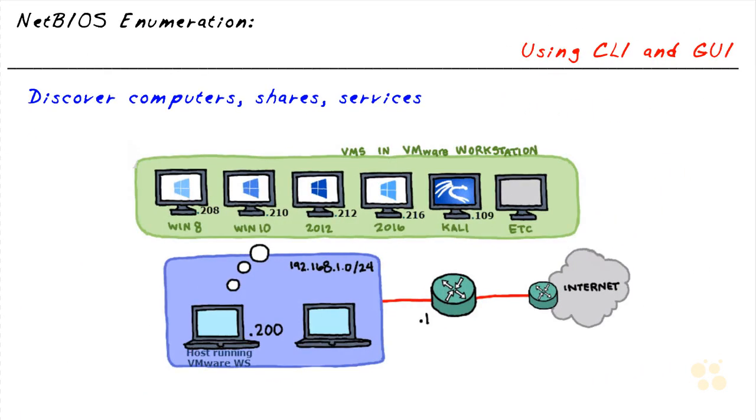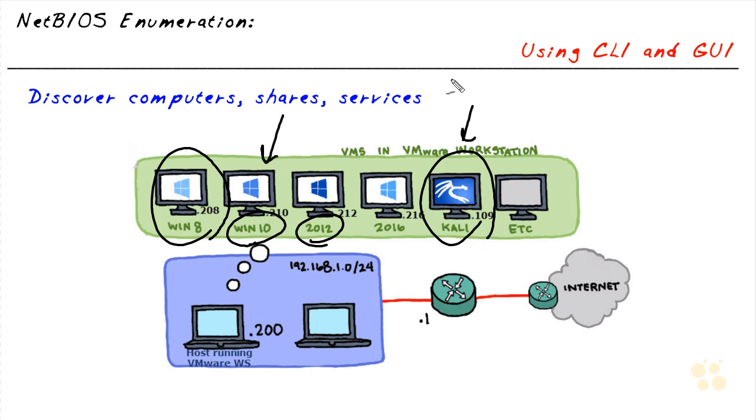So in our lab topology, let's fire up some virtual machines. We'll fire up Windows 8, Windows 10, Windows 2012 server, and we'll also launch our Kali box to demonstrate how we can glean and gather NetBIOS related information, whether we're sitting at a Windows computer itself or whether we're sitting at a non-Windows computer. In this example, a Kali Linux box.